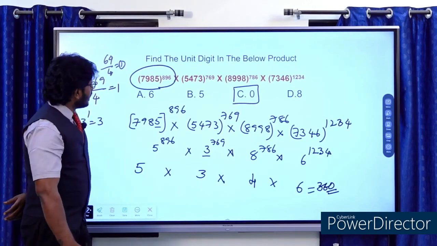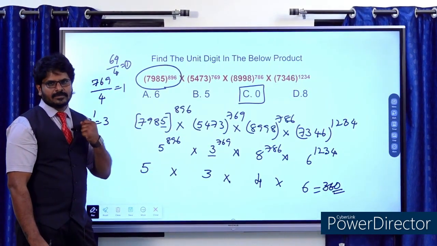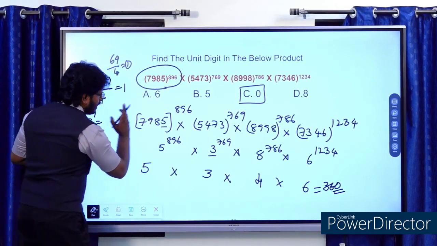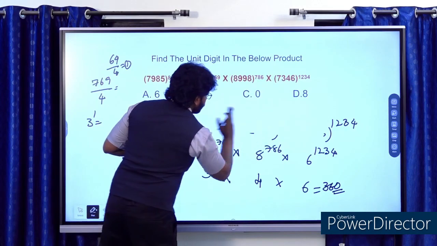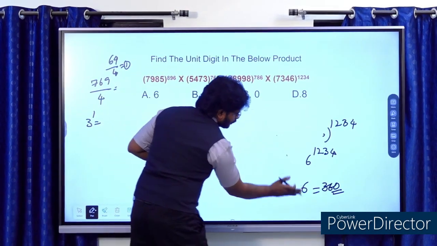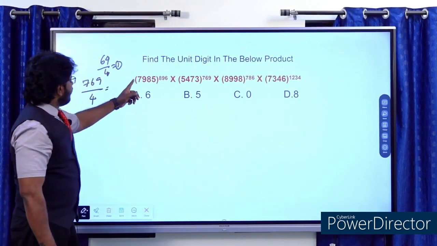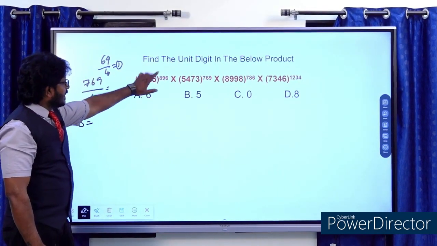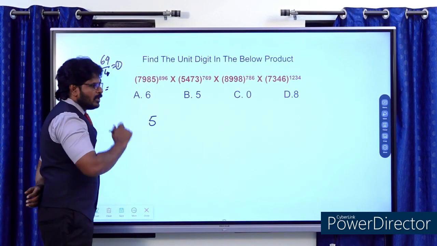Now we'll take another alternate method which will get an answer in 5 seconds. So alternate method enti ante, here it's very simple. Here the question is, ఏమున్నాడు మనకి క్వశ్చన్, we have very big huge values. What is the first value we have? 7985 to the power of 896. Anyway, you will get a units place as 5. 5 to the power of any number you will get 5.